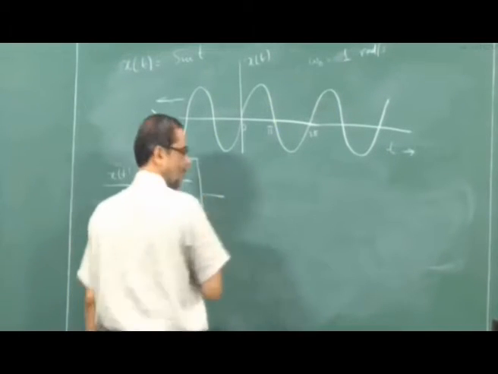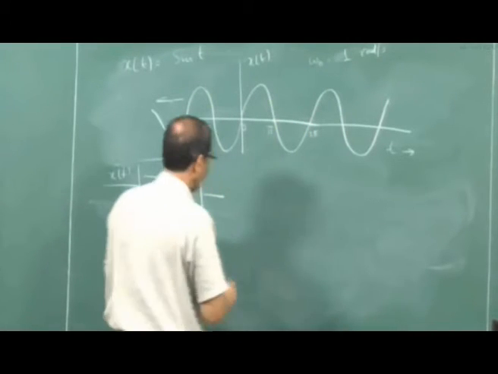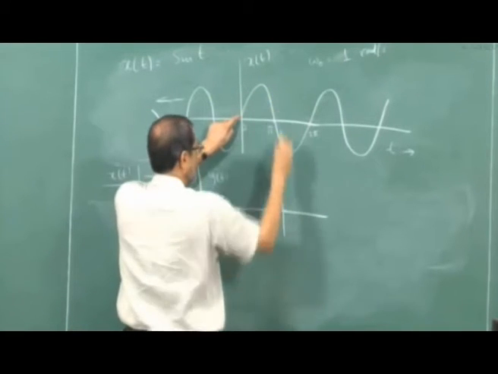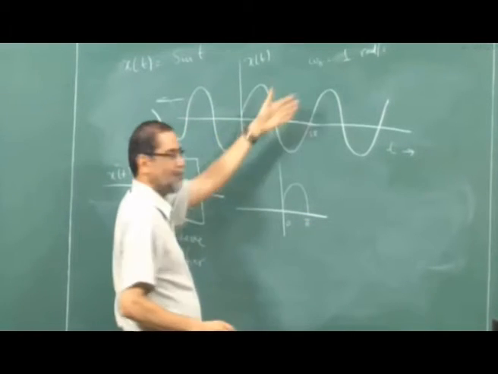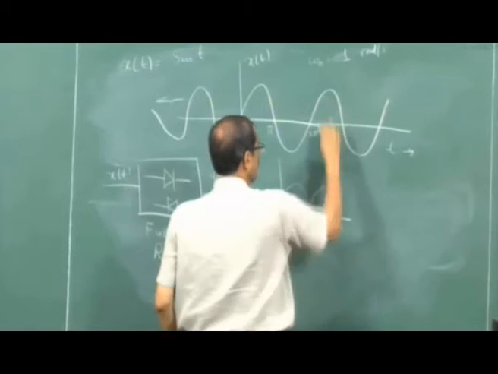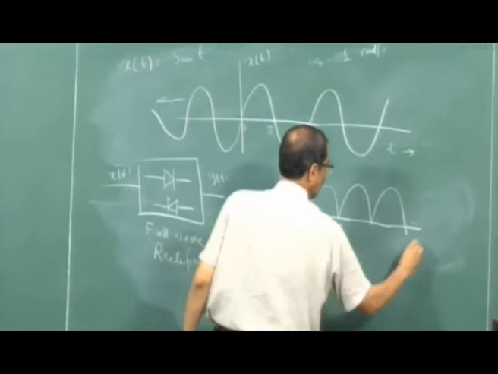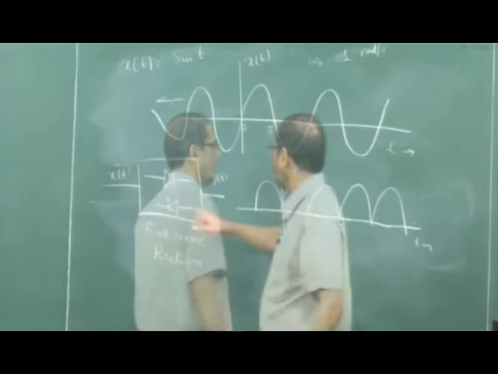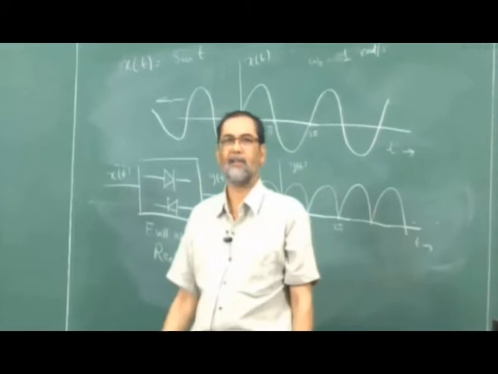So the output, I don't know what I've called the output as. Okay, I think I've called the output as y of t, shown there. y of t will look something like this. Positive part is as it is from 0 to pi, negative part becomes positive, right, 2 pi, positive part remains as it is, negative part becomes positive, and so on. So this is y of t, the fully rectified sine wave.